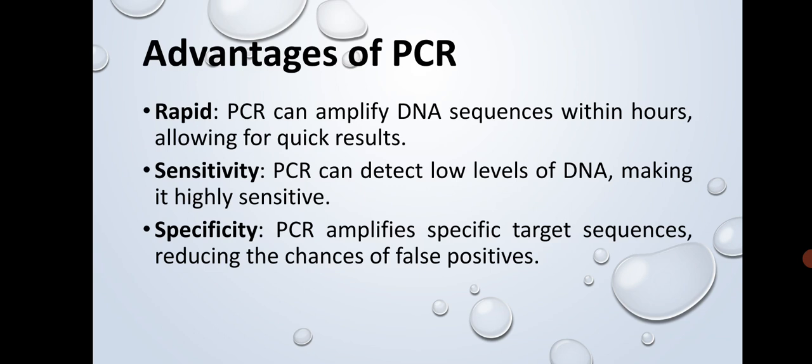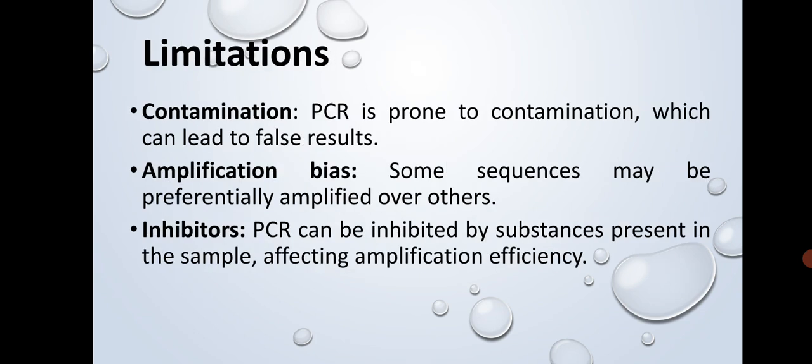Next, if we talk about its limitations: Contamination. PCR is prone to contamination, which can lead to false results. Amplification bias: some sequences may be preferentially amplified over others. Inhibitors. PCR can be inhibited by substances present in the sample, affecting amplification efficiency.